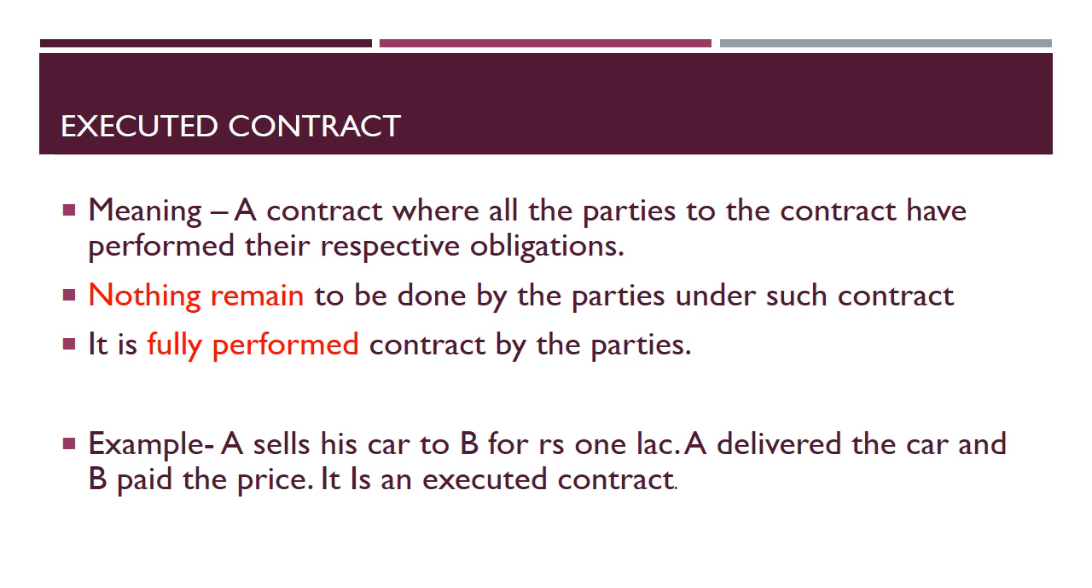Okay. So in an executed contract, all the parties perform their respective obligations. Nothing remains. I have marked it with red: nothing remains to be done by the parties under such a contract. They have done whatever they need to do. So executed contracts are fully performed contracts. Generally, most sales transactions are executed contracts, because in a sales transaction you deliver the item and you receive the payment. That's it. So executed contract: nothing remained, fully performed.